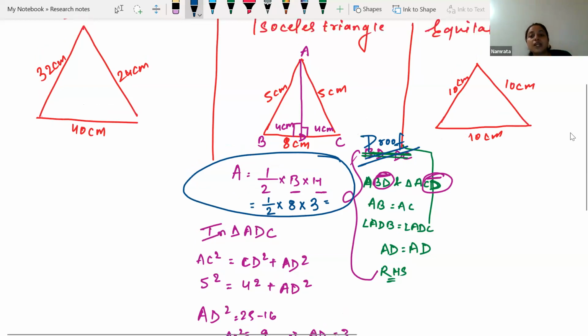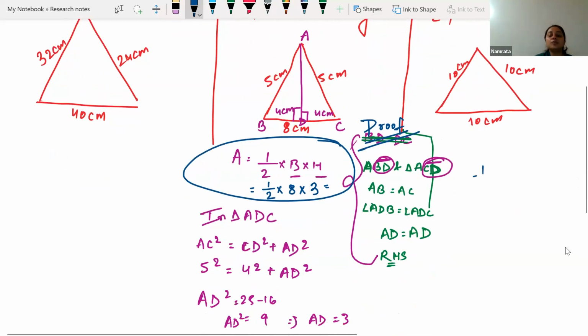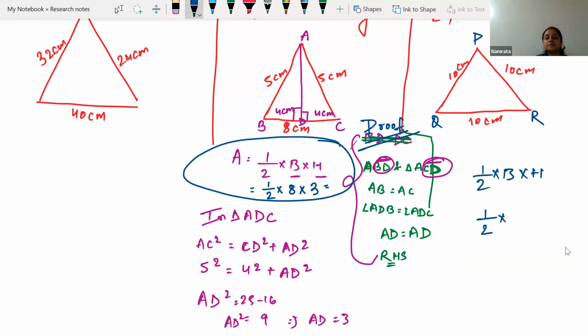Now let's go to the equilateral triangle. Is it possible to find the area of this equilateral triangle by using the above formula? The above formula says 1 by 2 into base into height. What is the base over here? If this is PQR, then we can say QR is the base. And what is the height over here? Height we don't have, so we have to drop the height like this, and we can say height is PT.